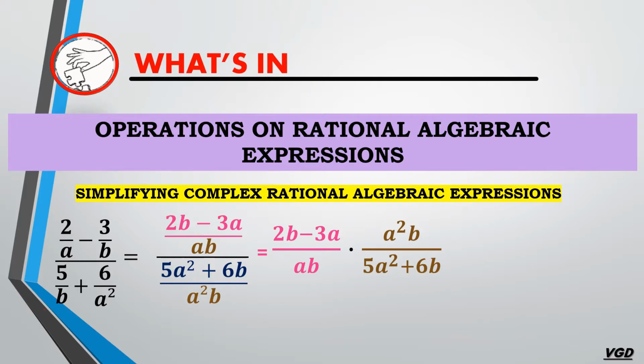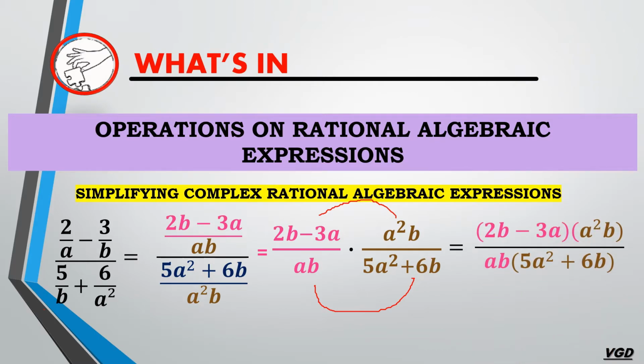Now, applying our rule in multiplying rational algebraic expressions, so numerator to numerator and then denominator to denominator. So we just have to combine first. So we will be able to get the quantity of 2b minus 3a times the quantity of a squared b over ab times the quantity of 5a squared plus 6b. And take note that there is a common factor in the numerator and denominator. So we can just cancel b.